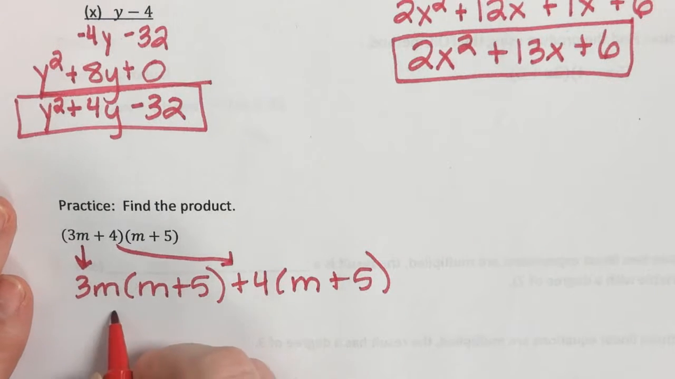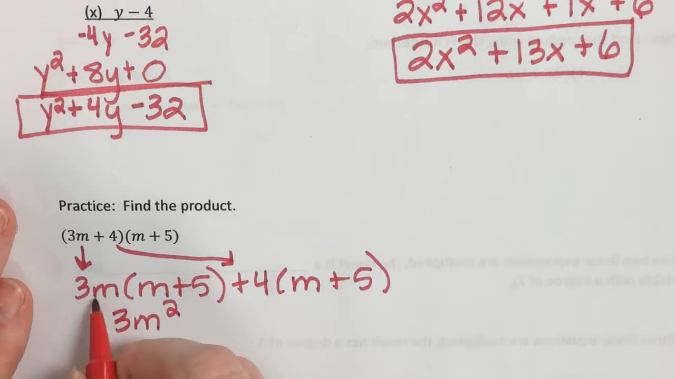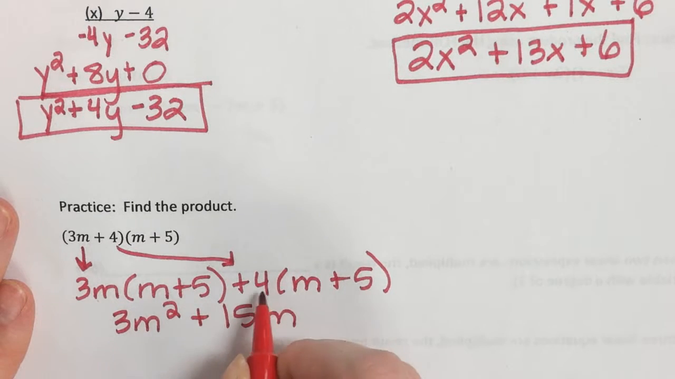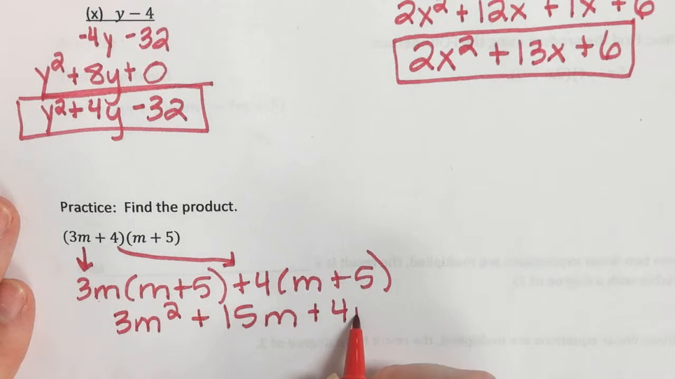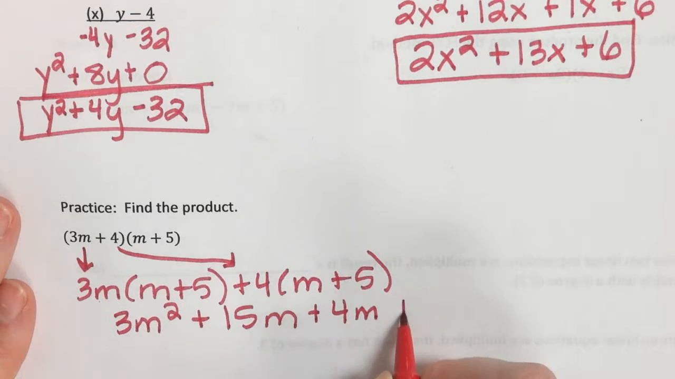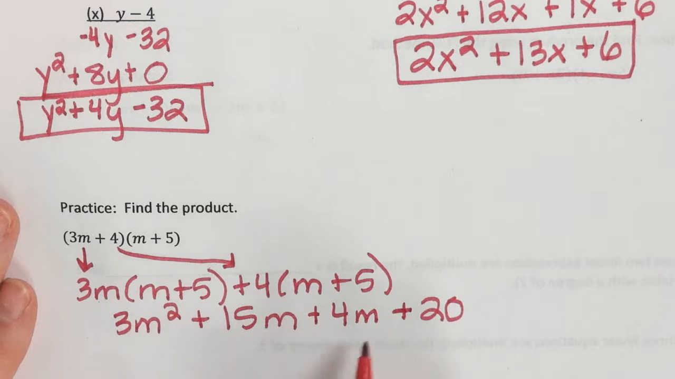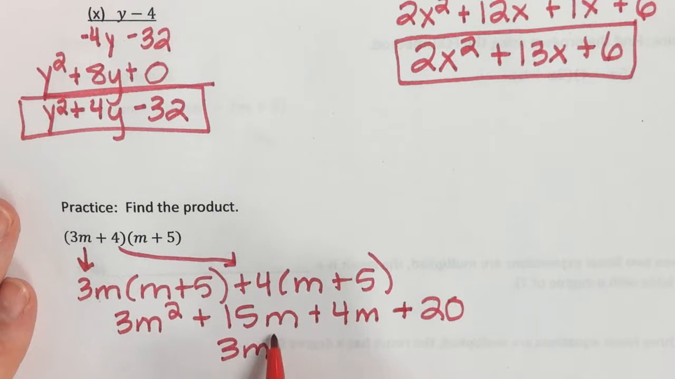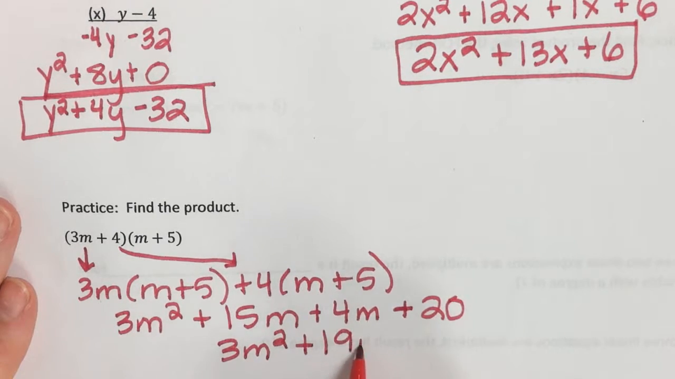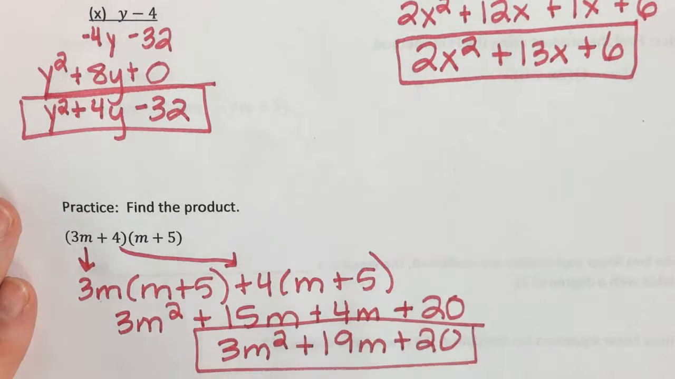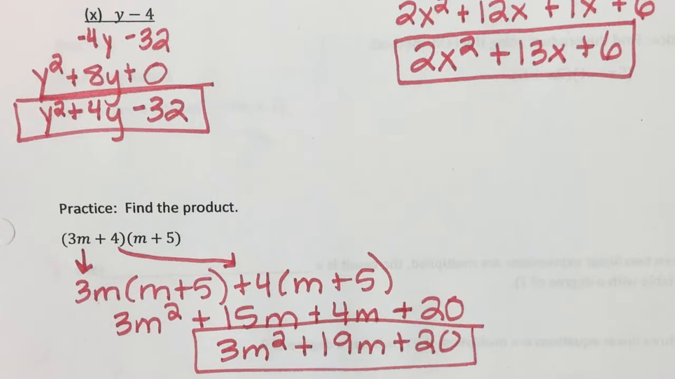So 3m times m is 3m squared. 3m times 5 is 15m. 4 times m is 4m, and 4 times 5 is 20. Okay, so what like terms do I need to add together? 15m and 4m, so I get 3m squared plus 19m plus 20. Okay, any questions?